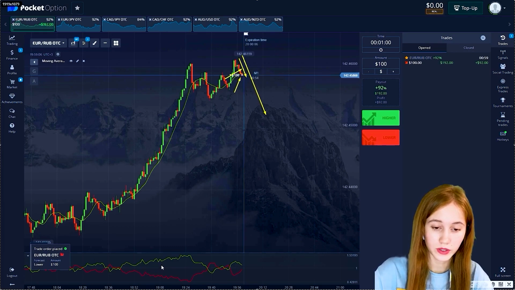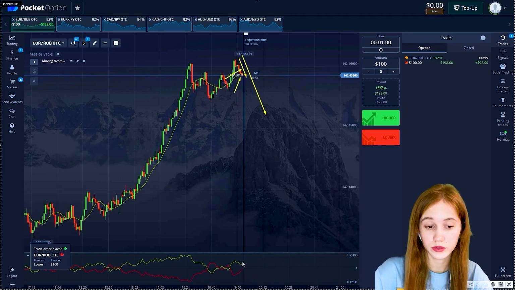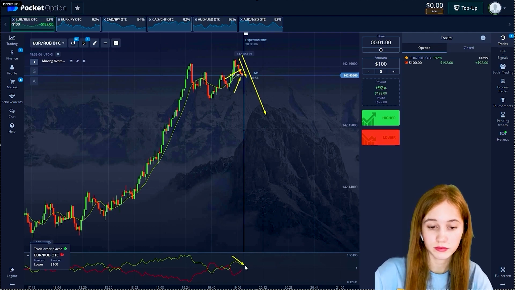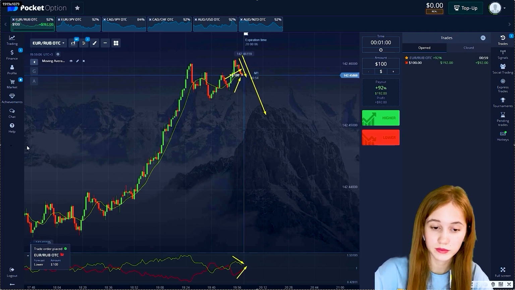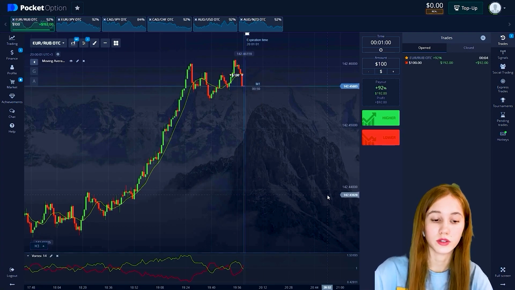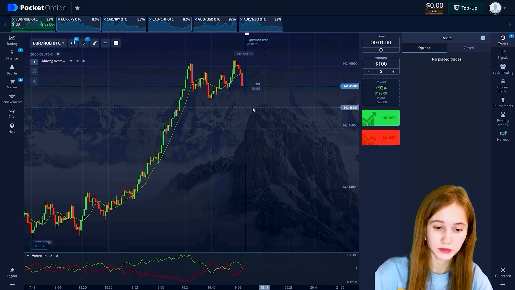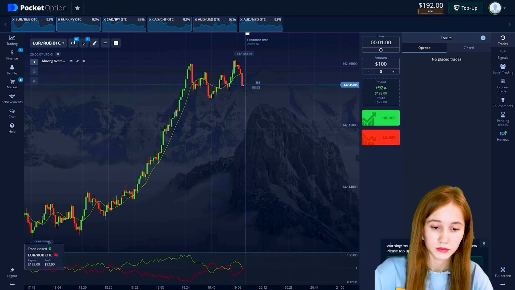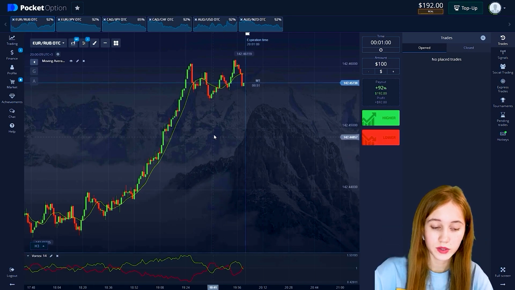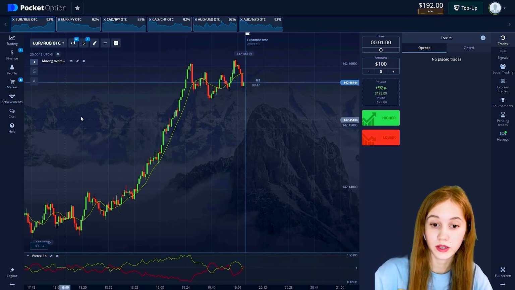And the second vertex, we see change of trend, but green is prevail and it's falling. So it's changing in trend. Our profit is $92 and our balance is already $192. Let's move on to the next concept.